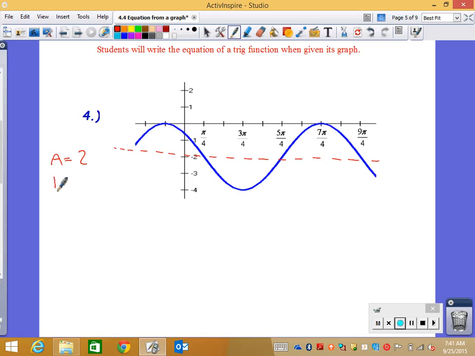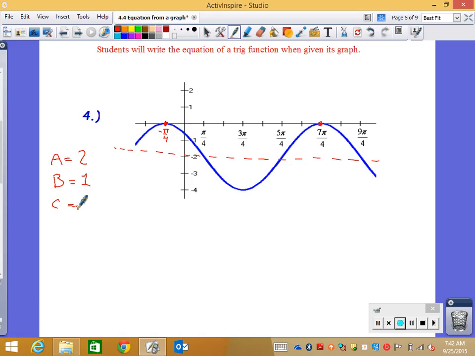What's my b value here? Well, to do that, we pick a starting point. Now, I like to start at the peak and go from peak to peak because it's easier to see for me. So it starts at negative pi over 4, because that's my interval, all the way to 7 pi over 4. That's a distance of 2 pi. So it's my normal period, so my b value has to be 1.